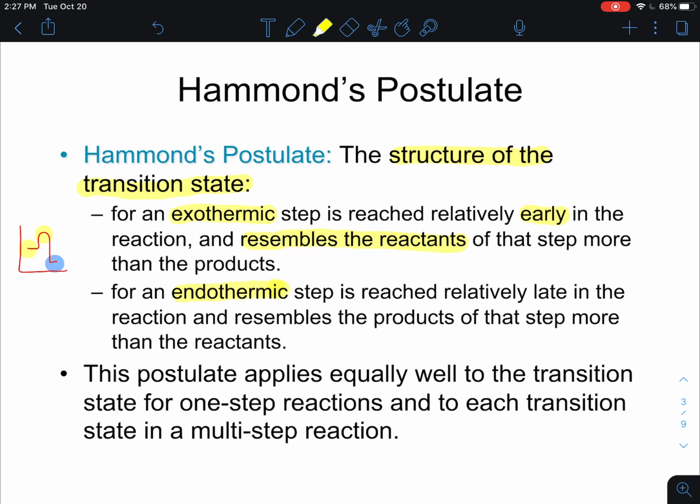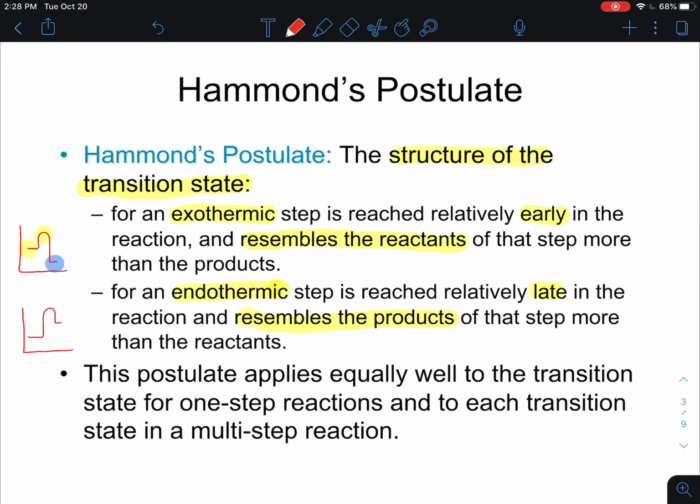And so now it's saying the structure of the transition state for an endothermic step is reached relatively late, and the early and late is talking about which one it looks more like energetically, relatively late in the reaction and resembles the products of that step. So same small picture, and we'll draw this bigger on the next one.